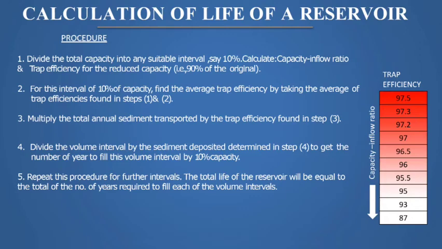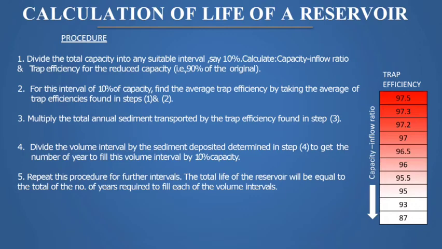The first step is to divide the total capacity into any suitable interval, say 10%. Calculate the capacity inflow ratio and trap efficiency for the reduced capacity. Why are we dividing the total capacity into sub-intervals? Because at different capacities, there will be different capacity inflow ratios, and in turn different trap efficiencies. For example, initially a lot of the sediment that is coming will be trapped, but as capacity reduces, the amount of sediment that gets deposited also reduces.